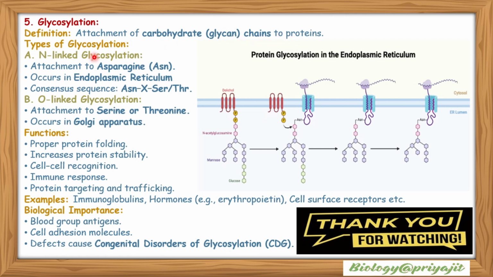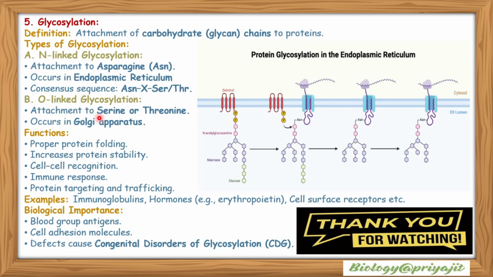There are two types of glycosylation: N-linked glycosylation, where the attachment is to asparagine, that is the amino group of the asparagine when a glycosyl moiety is attached. It is found in the endoplasmic reticulum. The consensus sequence is asparagine, then X, any kind of amino acid, then serine or threonine, and this can be glycosylated. The asparagine residue can be glycosylated.